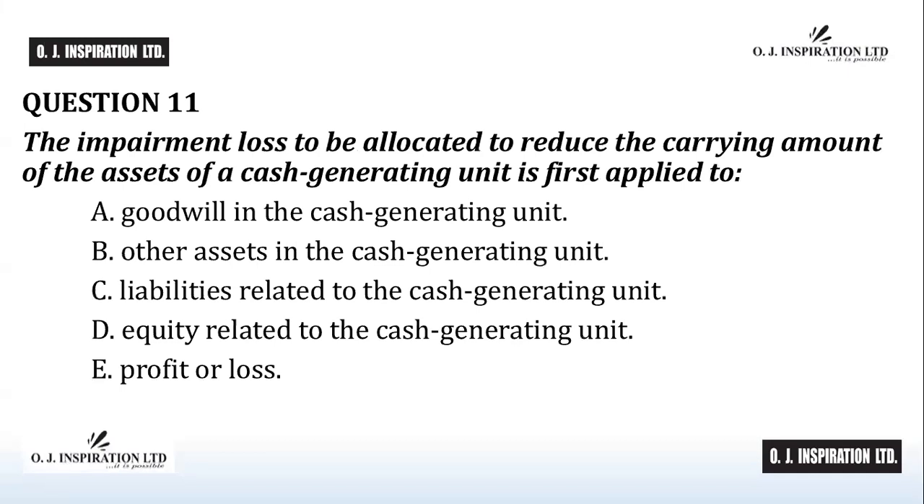Question number 11. The impairment loss to be allocated to reduce the current amount of the assets of a cash generating unit is just applied to A. Goodwill in the cash generating unit, B. Other assets in the cash generating unit, C. Liabilities related to the cash generating unit, D. Equity related to the cash generating unit, E. Profit or loss. Time counts. Ten seconds gone. 20 seconds gone. Time up.